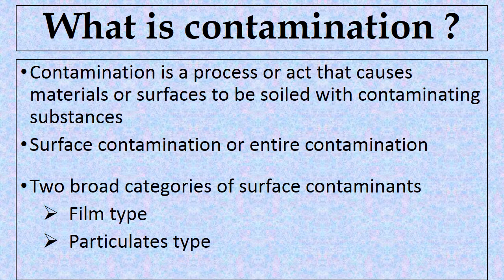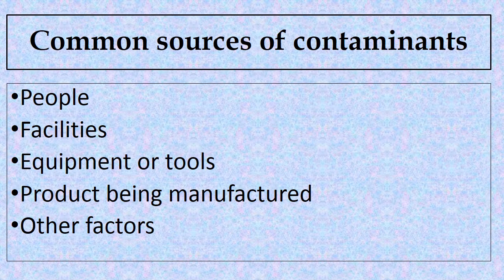There are two broad categories of surface contamination. These are film type and second is particulate type. Based on the common sources of contaminants, these contaminants can be majorly classified into five major sources. First, people or the personnel involved in batch processing, facilities, equipment or tools used to manufacture the products, the product being manufactured itself, and other factors.